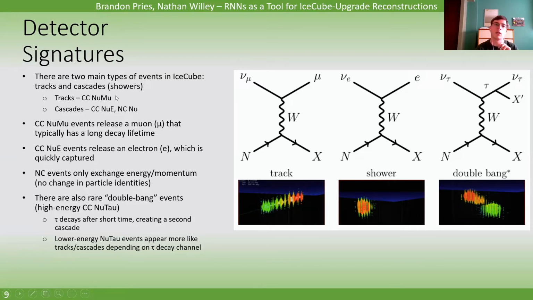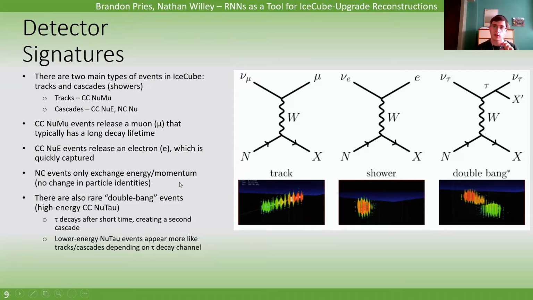So the two main types of events that we get in IceCube are tracks and cascades, which this diagram is called showers. Tracks occur from charge current nu mu events, because what will happen is that it will interact and release a muon. This muon has a relatively long decay lifetime, so it has time to travel through the detector and release light as it goes. We get cascades from CC nu E events, where it produces an electron, but that's quickly captured by an atom. And so the event is essentially point-like, and you just get this roughly spherical distribution of charge.